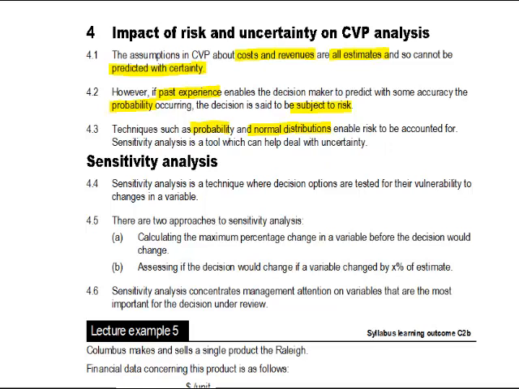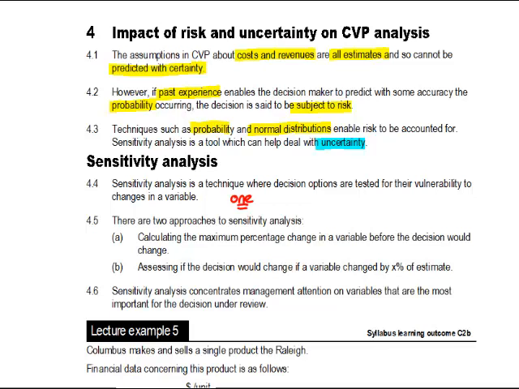Sensitivity analysis, on the other hand, is a technique that will help us deal with uncertainty. This is where we've got no past experience, so we can't quantify any probabilities, and we need a different way of handling it. Sensitivity analysis is a technique where decision options are tested for their vulnerability to changes in a variable. One slight drawback is that you can only look at one variable at any one time, and in reality more than one variable may change.